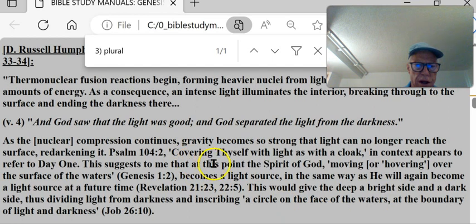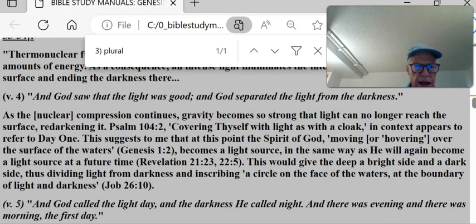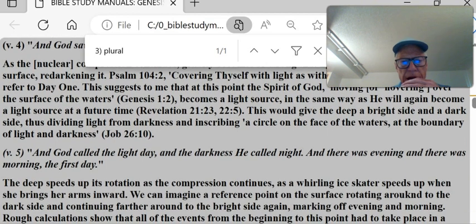Psalm 104:2, "Covering thyself with light as with a cloak," in context appears to refer to day one. This suggests to me that at this point the Spirit of God moving or hovering over the surface of the waters, Genesis 1:2, becomes a light source in the same way as he will again become a light source at a future time, Revelation 21:23, 22:5. This would give the deep a bright side and a dark side, thus dividing light from darkness and inscribing a circle on the face of the waters at the boundary of light and darkness, Job 26:10.